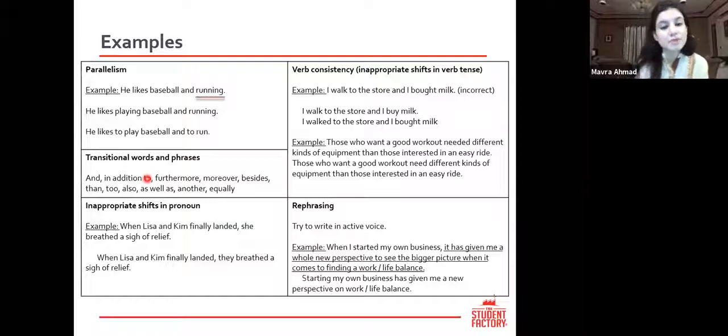अब इनको हम जब यूज करते हैं सेंटेंसेस में, तो हमें ये देखना होता है कि ये सेंटेंसेस में अप्रोप्रिएटली यूज हुए हों. एक सेंटेंस से दूसरे सेंटेंस में ट्रांजिशन विद द हेल्प ऑफ दीज वर्ड्स. लेट्स लुक एट सम एग्जांपल्स. And, in addition to, furthermore, moreover, besides, then, too, also, as well as, another, equally. अब कुछ इसमें phrases हैं जैसे कि in addition to, as well as, ठीक है, और कुछ transitional words हैं.